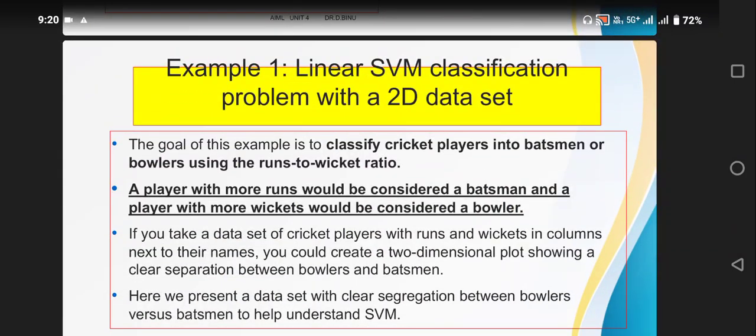Consider a linear SVM classification problem with a 2D dataset. The goal of this problem is to classify cricket players into batsmen or bowlers using the run to wicket ratio. A player with more runs would be considered a batsman and a player with more wickets would be considered a bowler. If you take a data set of cricket players with the runs and wickets in columns next to their names, you could create a two-dimensional plot showing a clear separation between bowlers and batsmen. We present a data set with a clear segregation between bowlers versus batsmen to help understand SVM.